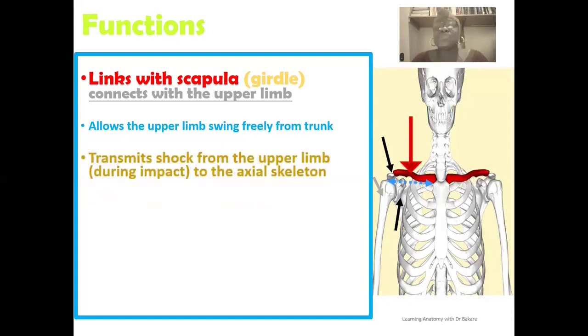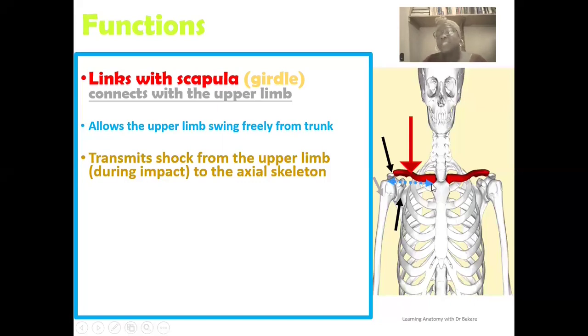It is also seen to transmit shock from the upper limb to the exoskeleton. During impact action, for example, during somersaulting, we know that the impact is created more on the upper limb. This impact or shock that is generated around the upper limb is then transmitted to the exoskeleton through the clavicle. And if you look at the pattern that it connects, you will see that the clavicle actually connects with the exoskeleton, and it also connects with the upper limb. Around this lateral region is where we say it connects with the scapula. And the scapula is seen to create a connection with the upper limb.